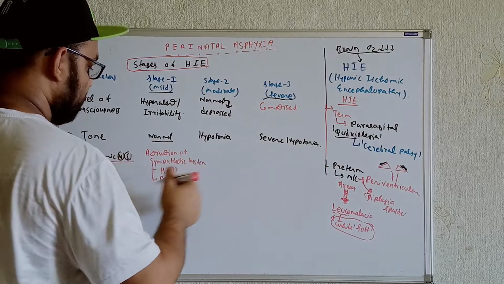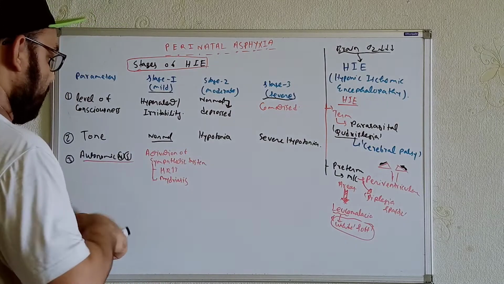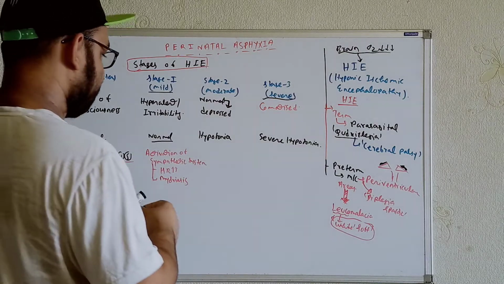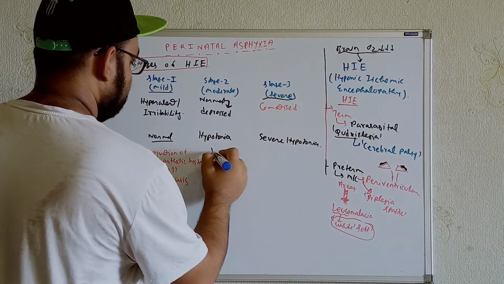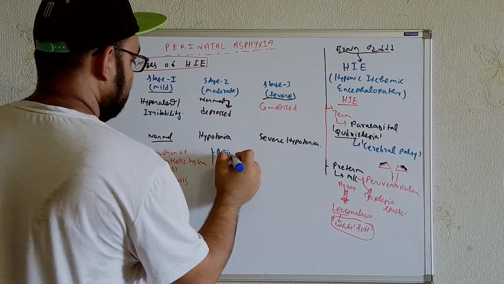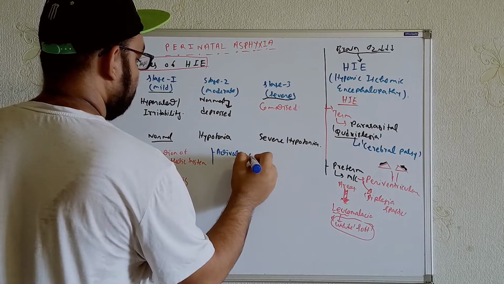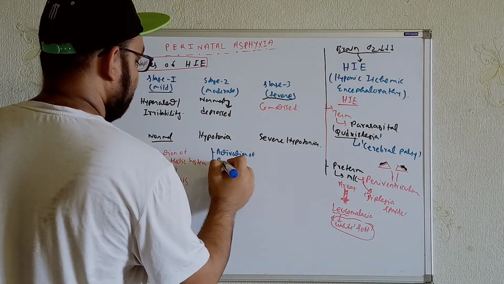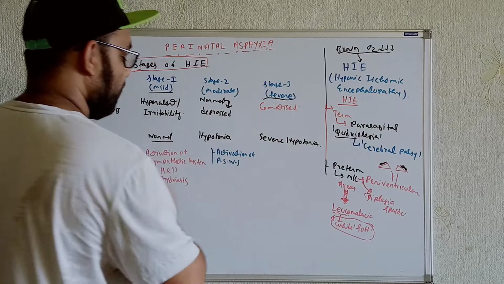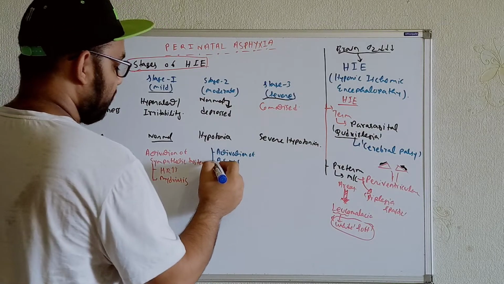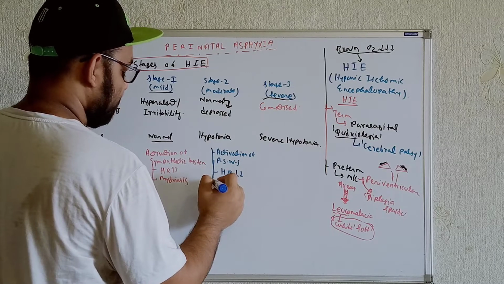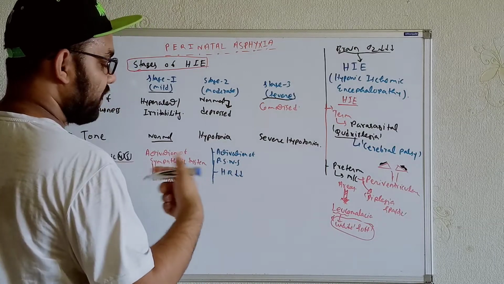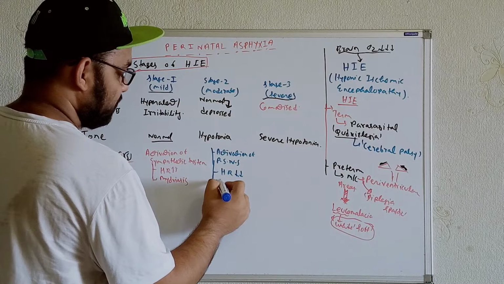And what about stage 2? In these cases, we will get activation of the parasympathetic nervous system. Okay, right. And in these cases we will get a decreased heart rate, and instead of mydriasis we will get pupillary constriction. So that is known as miosis.